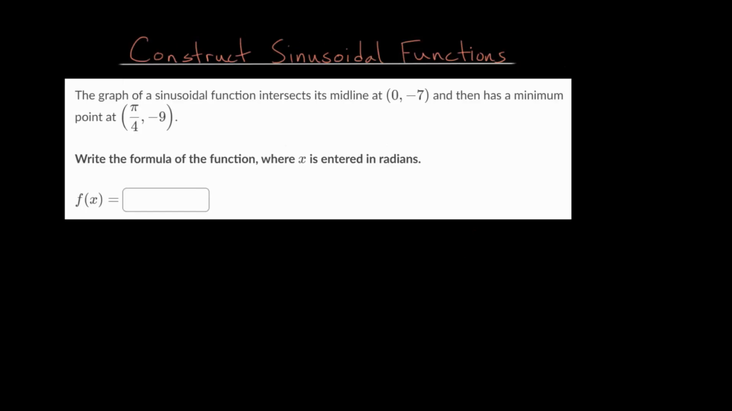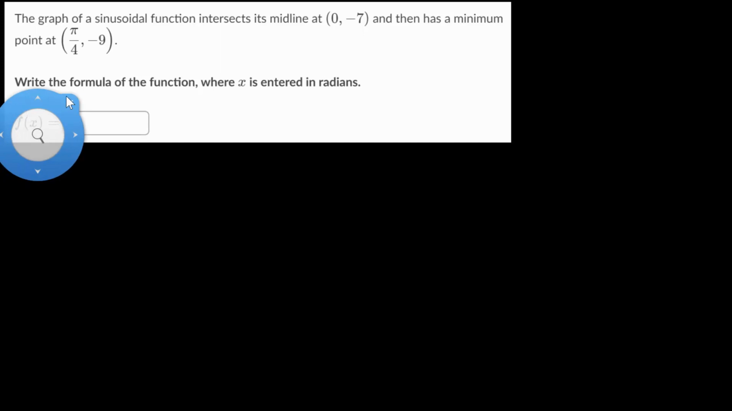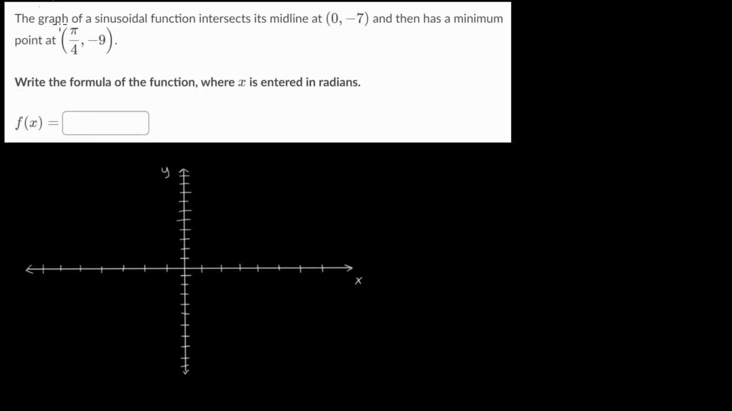So we can start by first making a little bit of room, and we can paste in a coordinate plane. Let me do that very quickly. And we're told that the graph of this sinusoidal function intersects its midline at the coordinate (0, -7), and then has a minimum point at (pi/4, -9). So from this information, we can determine the formula for the function. We can use this coordinate plane to help us get a visual of what's actually happening.